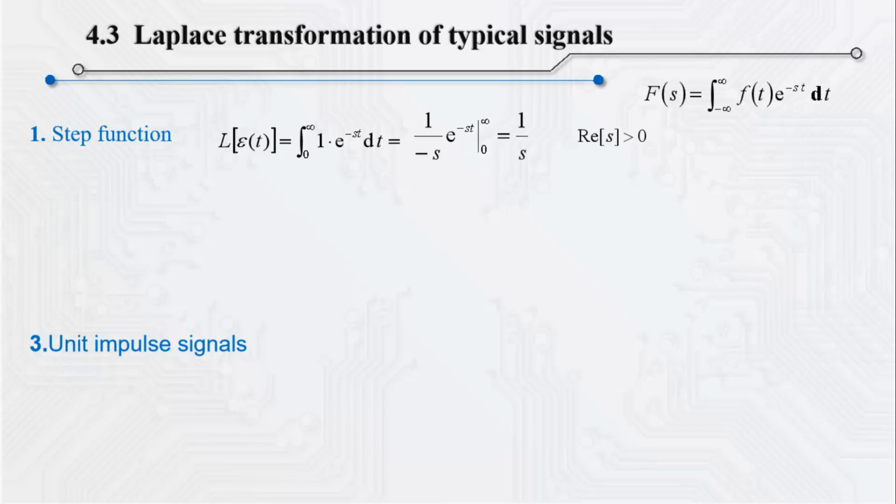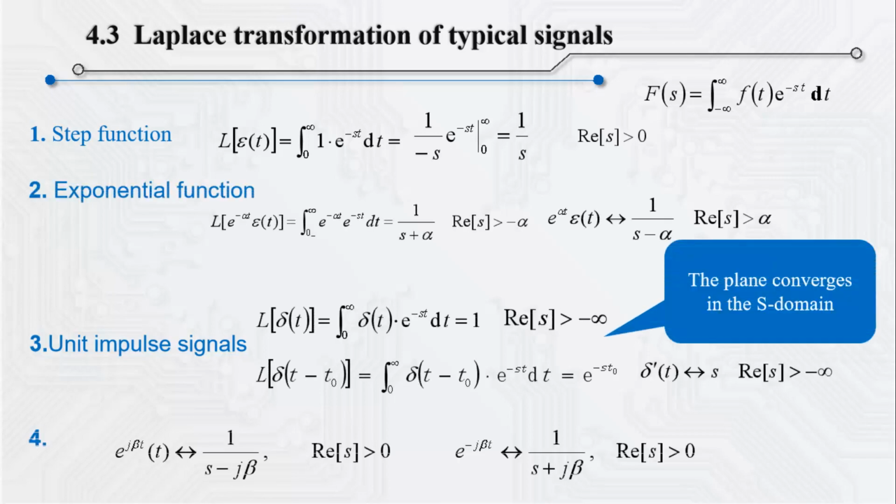First, we look at the step signal epsilon t. We know that for the step signal epsilon t, when t is greater than 0, epsilon t equals 1. When t is less than 0, epsilon t equals 0. So we can use the unilateral Laplace transformation formula, putting the step signal epsilon t into the formula, e to the power of negative st, integrated from 0 to positive infinity. This will solve this integral.